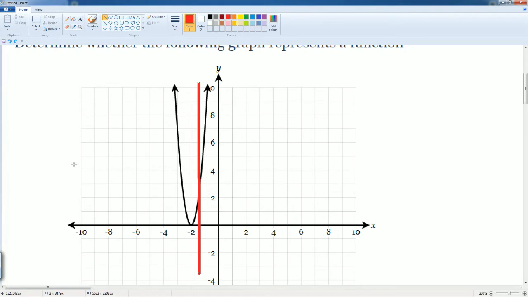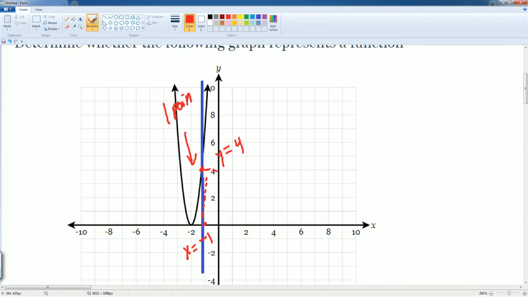So here, if we plug in x is equal to -1, we see that its corresponding point here is 4. So the y is 4. If you plug in a -1, you're always going to get a 4. So in this case, do you see how it only passes through one point? So this would be considered to be a function.